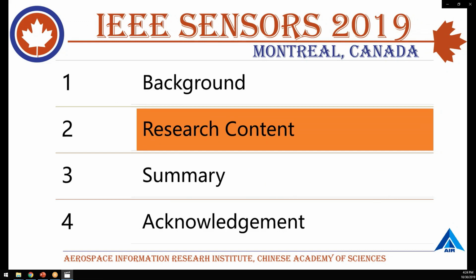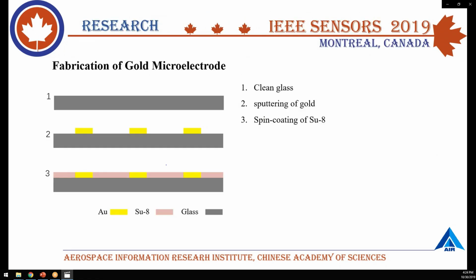Then we will introduce the research content. Firstly, we fabricate the gold microelectrode by MEMS technology. The fabrication process involves lithography on the glass substrate, followed by sputtering and stripping to obtain the pattern of the gold microelectrode.